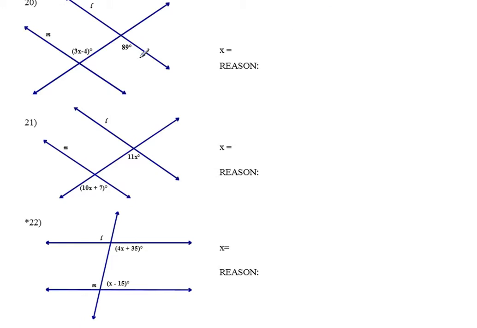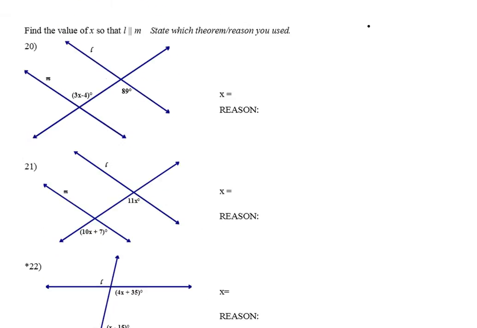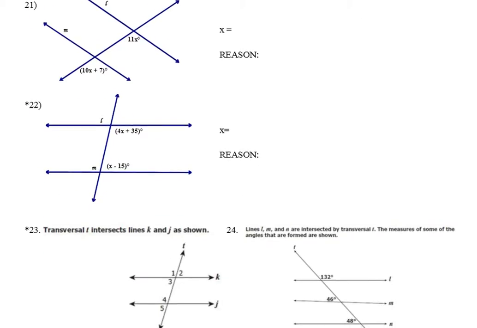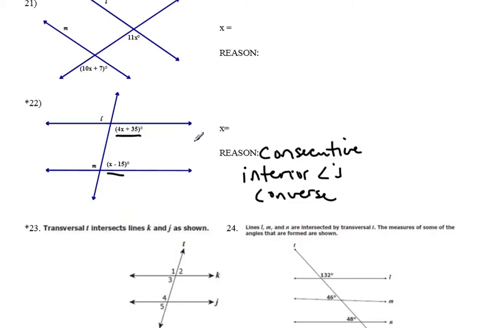Okay, number 22, let's read the instructions. Find the value of x so that L is parallel to M. So if we want to figure out that L is parallel to M, we have to prove that these two are supplementary. And why are they supplementary? Well, consecutive interior angle converse says that if you have consecutive interior angles that are supplementary, then the lines that form them are parallel. So if these equal 180, then we can prove that L is parallel to M.